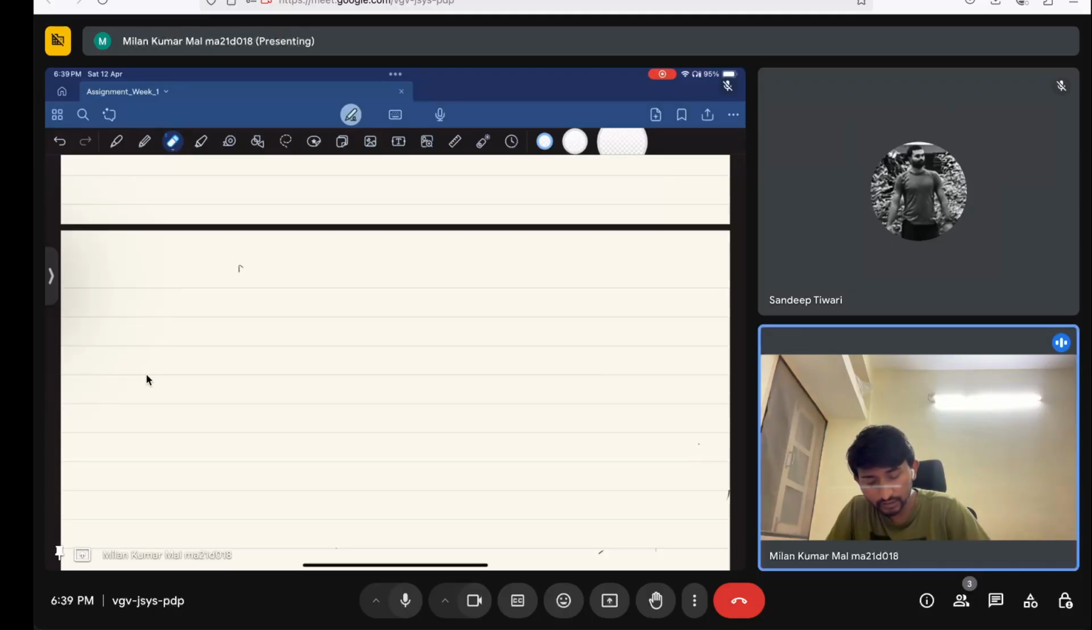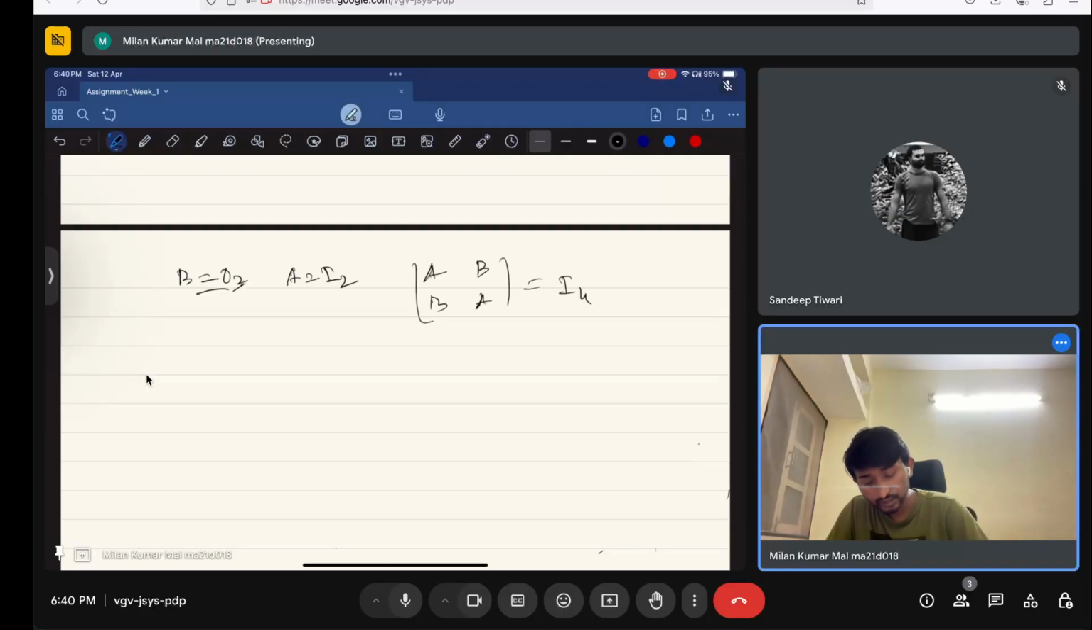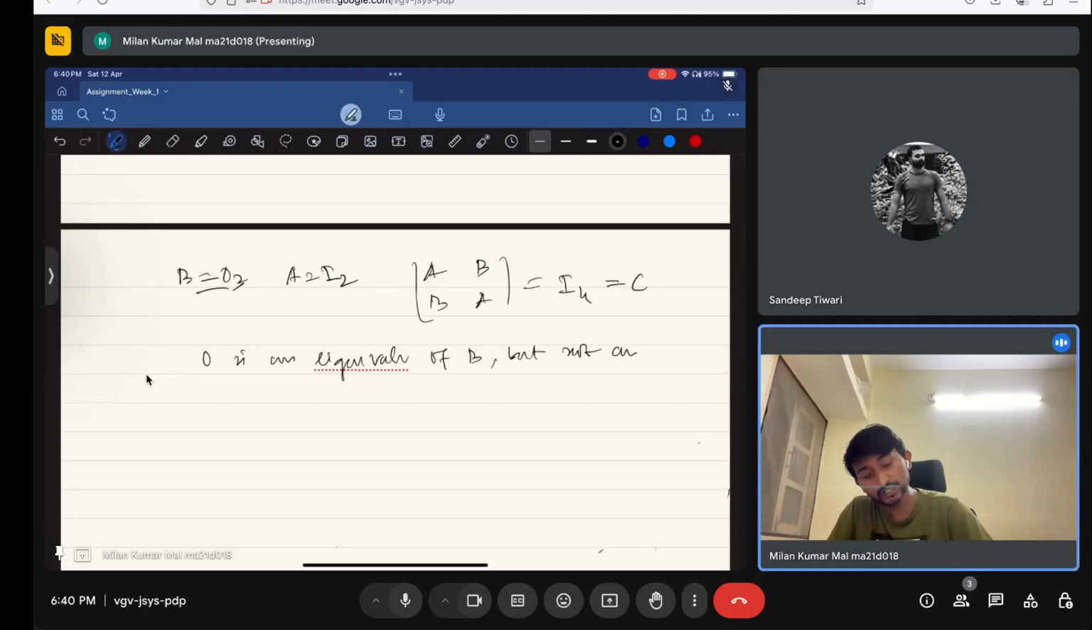Let's take B equal to 0. It is a very easy example. A equals I2. Then AB, BA, that is equal to I4. 0 is an eigenvalue of B, but not an eigenvalue of C. Done.